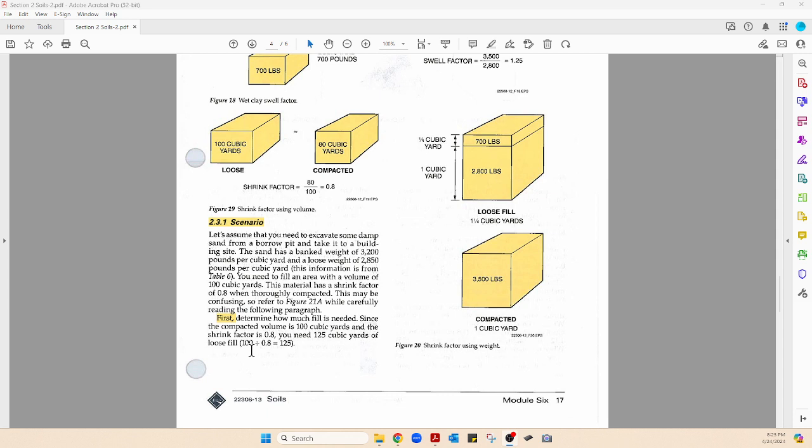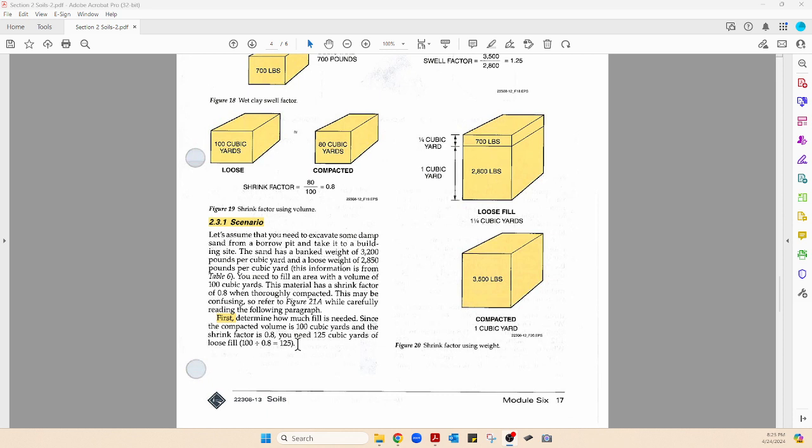So I needed 100 cubic yards of compacted material. To find out how much loose material I need, so that when compacted I'm going to fill up a 100 cubic yard hole, I divide 100 by 0.8, and that tells me I'm going to need 125 loose yards.